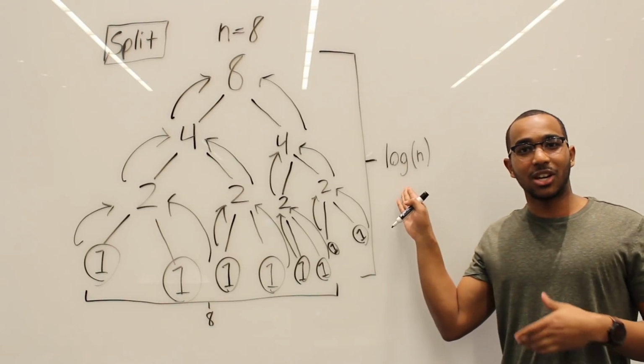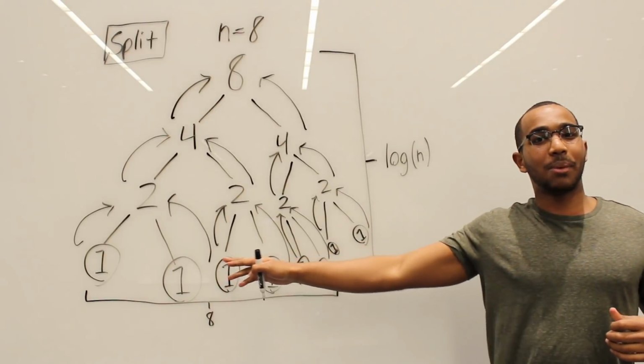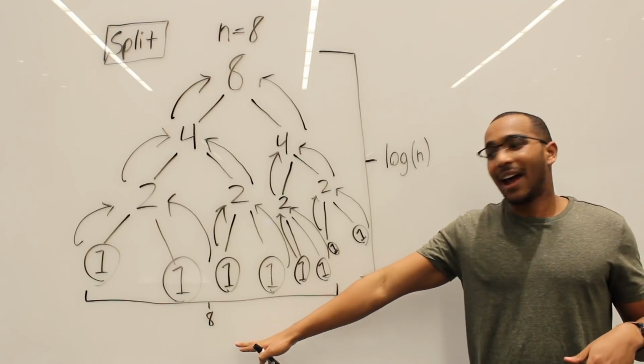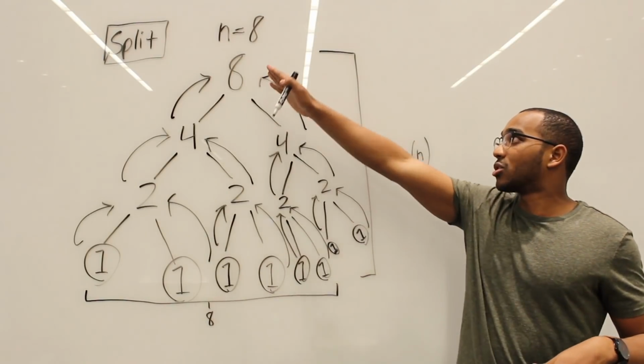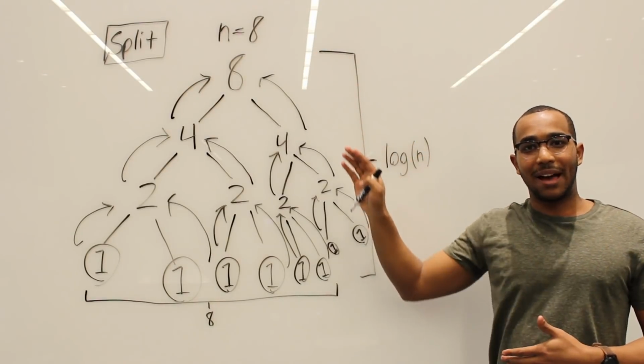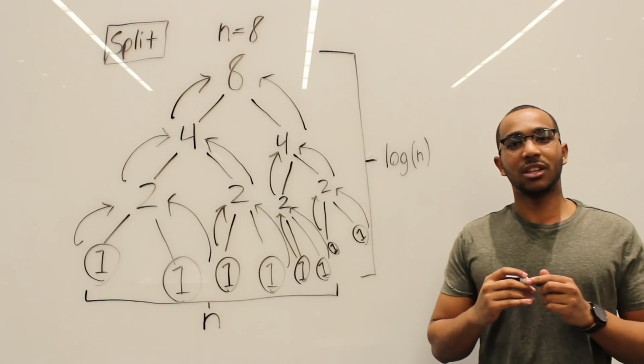We could express the times we could split as log of n. But I also want to express how many base cases I'll have as a function of n. What do you see here? How do I get 8 from this original input of 8? Well, n is the amount of leaves we'll have. So we can just say n is the amount of leaves.